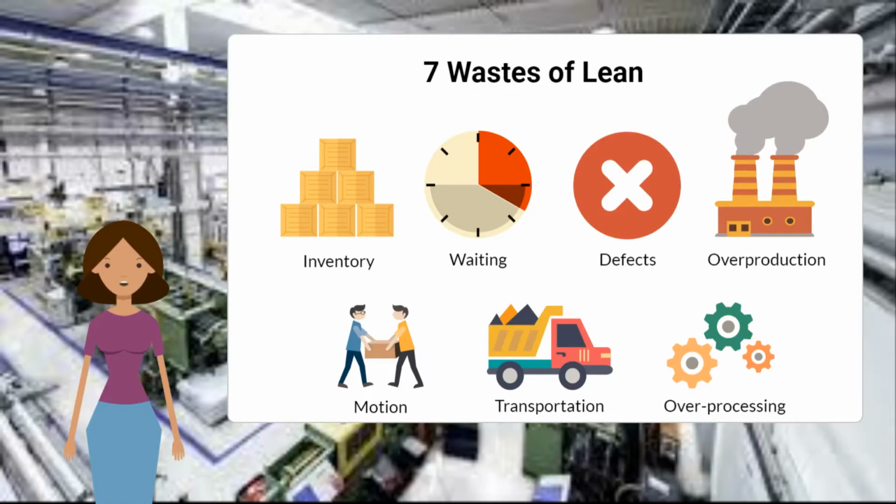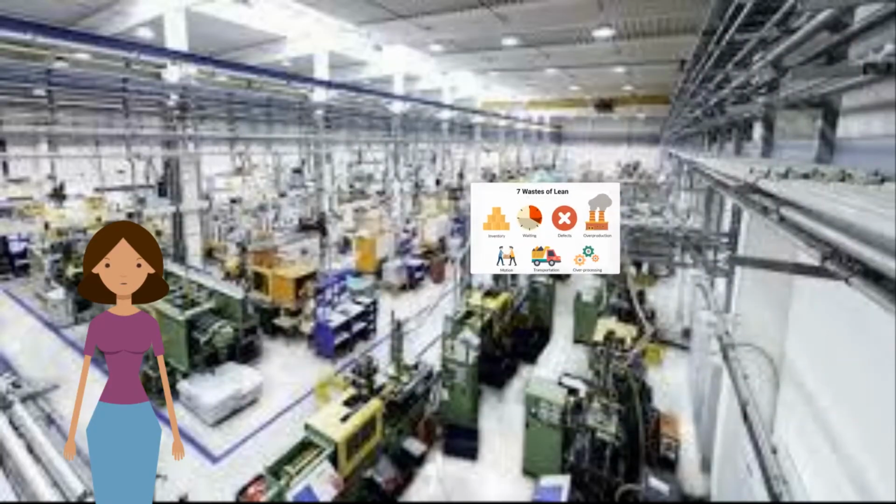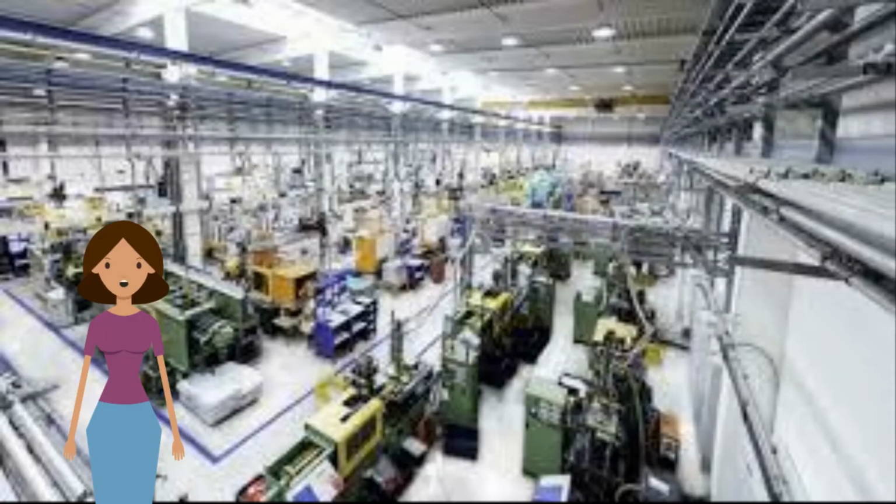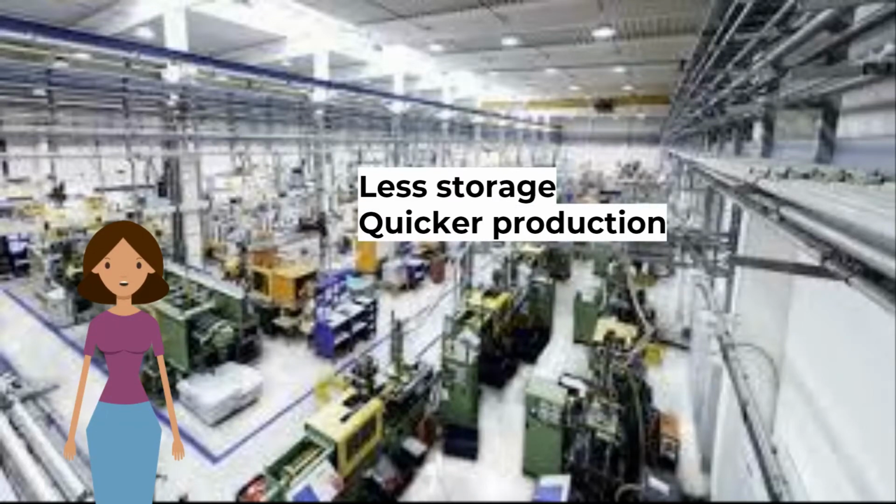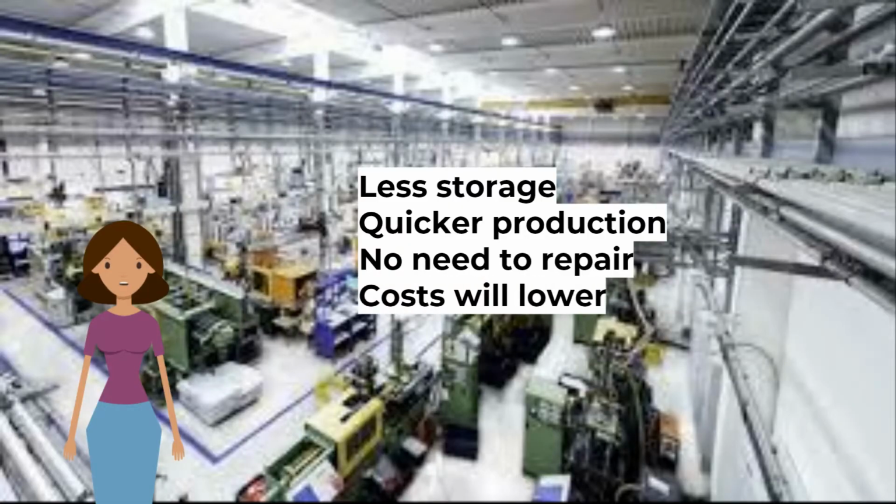Defects. Any fault in equipment can halt production and waste valuable time. Goods can also turn out to be faulty and need to be fixed, taking up more money and time. By avoiding such wastage, a firm can benefit in many ways. Less storage of raw materials, components, and finished goods, which means less money and time tied up in inventory. Quicker production of goods and services. No need to repair faulty goods. This leads to good customer satisfaction. Ultimately, costs will be lower, which helps reduce prices, making the business more competitive and earn higher profits.